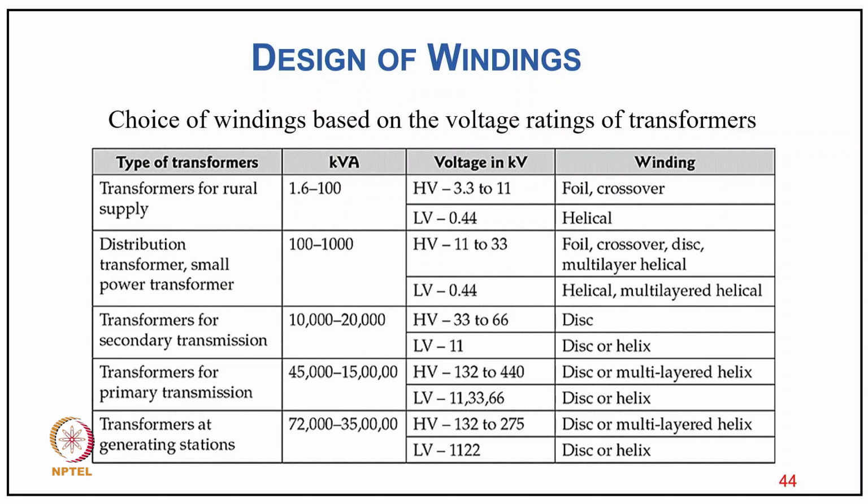And for transformers for secondary transmission, that is 10 MVA to 20 MVA, the high voltage winding is 33 to 66 kV of disc type and the LV winding of 11 kV is disc type or helical. For power transmission, primary transmission transformers of typically 45 MVA to 150 MVA, the high voltage side may be 132 to 440 kV using disc or multilayer helix winding, and the low voltage side is typically 11, 33 or 66 kV using disc or helix winding. Transformers at a generating station are usually 72 MVA to 350 MVA, and the high voltage winding is normally 132 to 275 kV, normal disc or multilayer helix, and the low voltage winding is typically 11 kV or 22 kV with disc or helix winding.